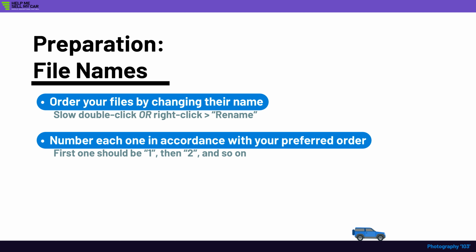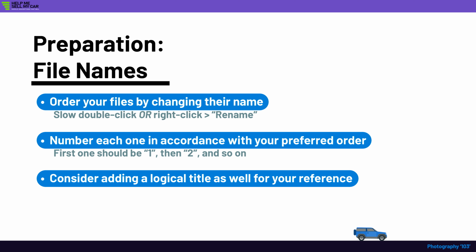While doing so, we also suggest adding a logical, written title to each photo to remind you what each one is. For instance, the first photo could be called 1 front 3/4, the second 2 rear 3/4, and so on. This way, if you need to skip a photo to meet a given website's restrictions, you can easily ignore one rather than guessing or having to manually go through each one.